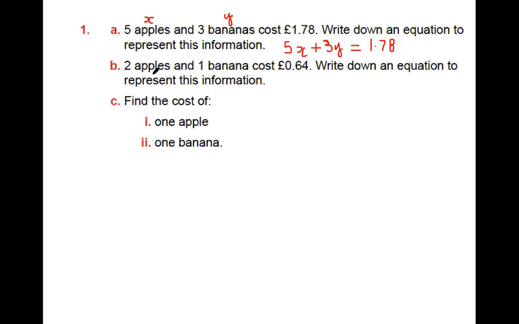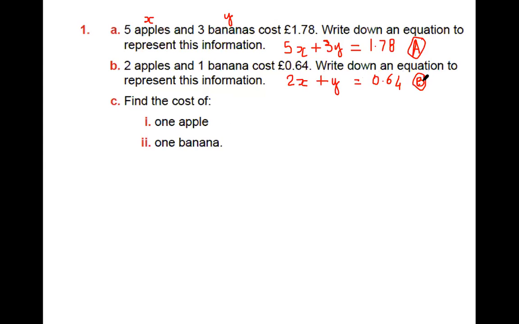Now, in that same shop, when you buy 2 apples and 1 banana, it costs 64 pence. So I need to write an equation as well for that. So 2x plus y equals 0.64, right? That's how you would start. You would call this equation A, if you want, and this equation, we'll call it B.